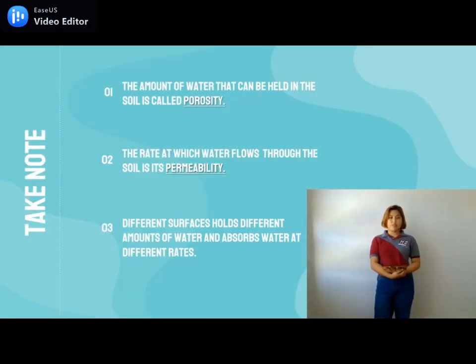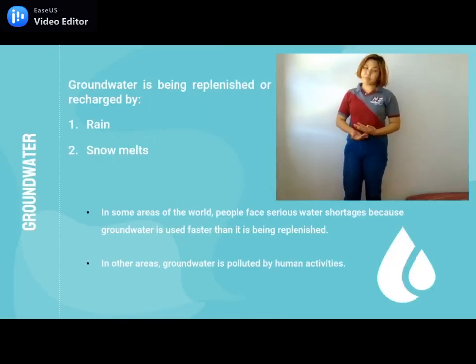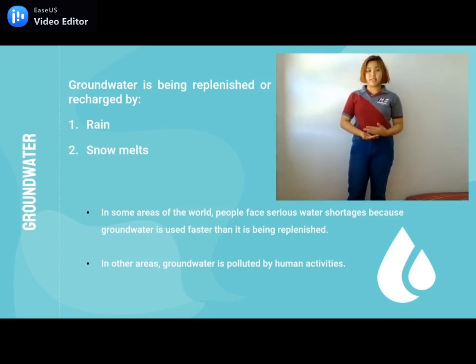Take note, the amount of water that can be held in soil is called porosity, and the rate at which water flows through the soil is its permeability. Different surfaces hold different amounts of water and absorb water at different rates. Groundwater is being replenished or recharged by rain and snowmelts.